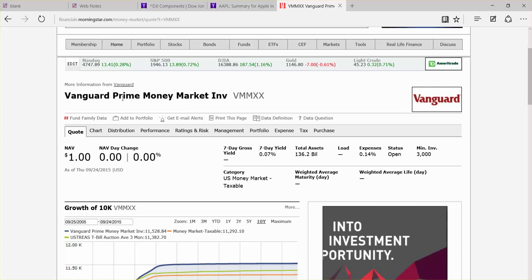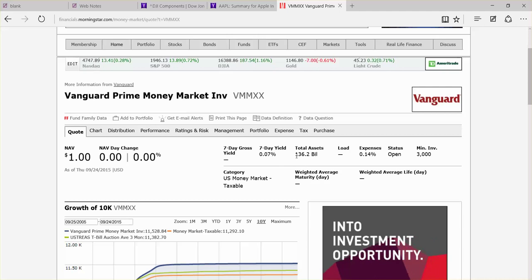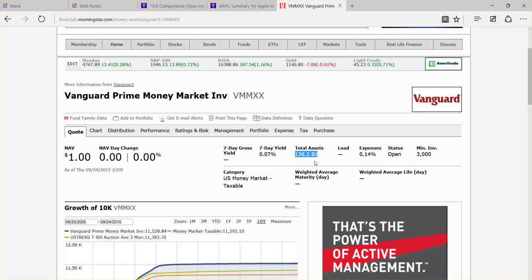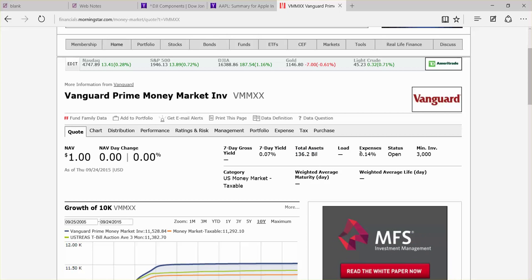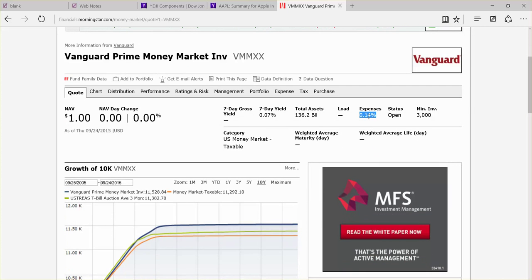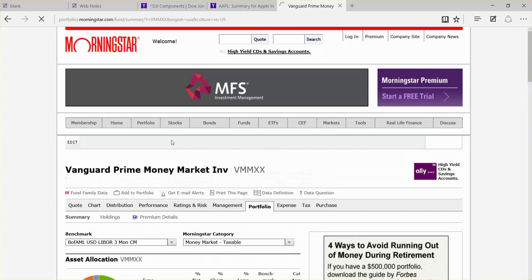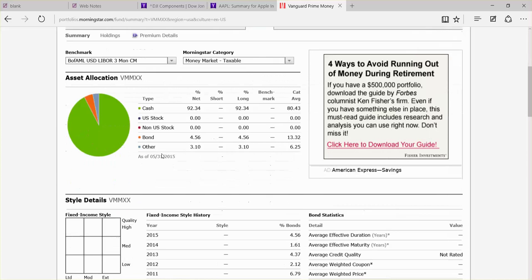So this particular money market fund has $136 billion invested in it. It has expenses of 0.14%. I'll explain in chapter 9 what exactly that means. And again, here's that minimum $3,000 investment. But what I really want to go look at is the portfolio and just look at some of the things they've invested their money in.